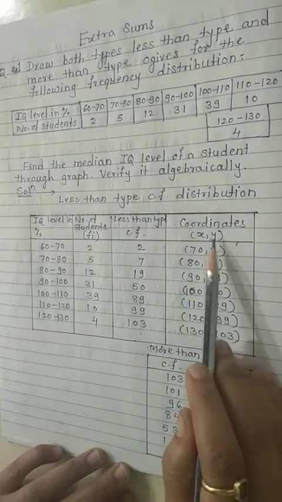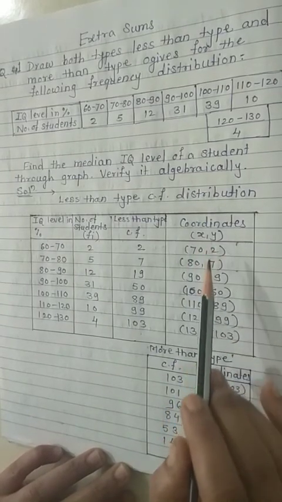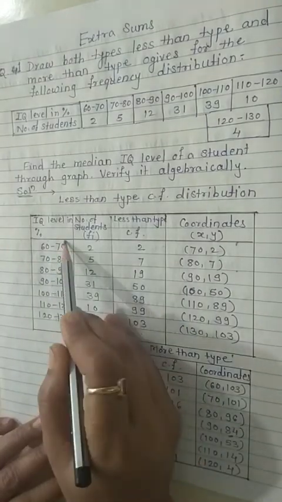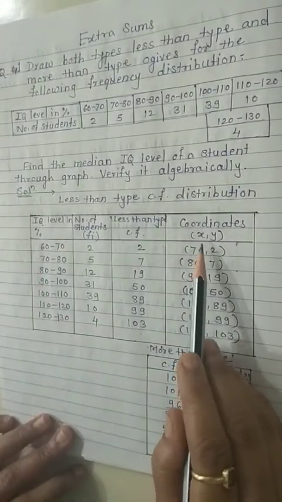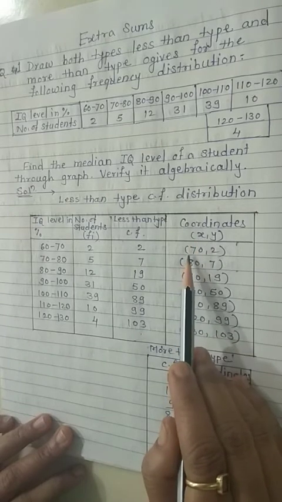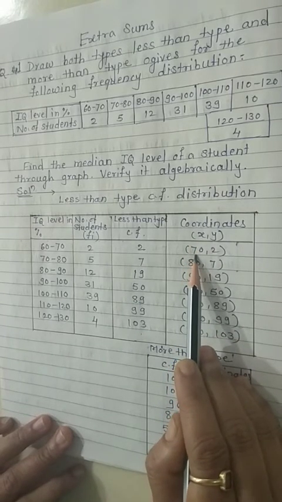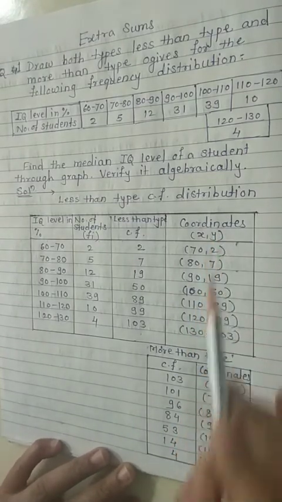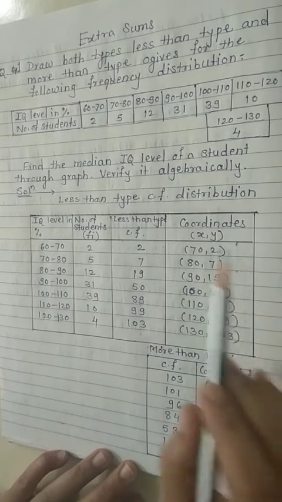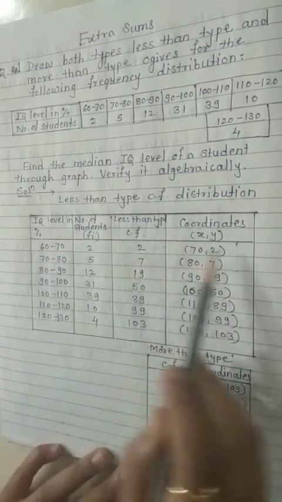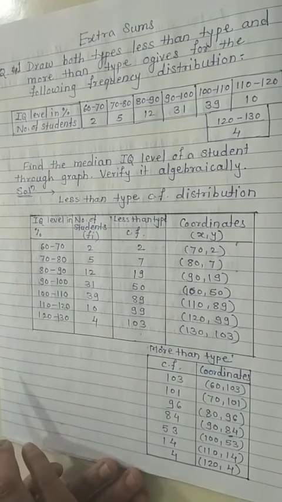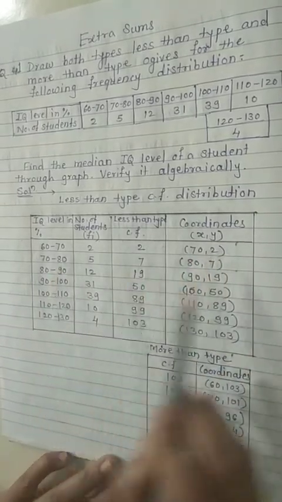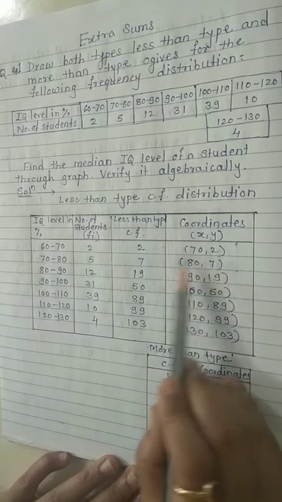Now get the coordinates, that is x and y. Always we are considering the upper limits of the class interval as the x coordinate of the less than type cumulative frequency ogive and the corresponding cumulative frequency as the y coordinate. So (70, 2) is the first point. Then (80, 7) are the coordinates of the second point.